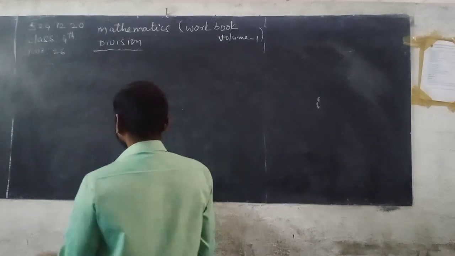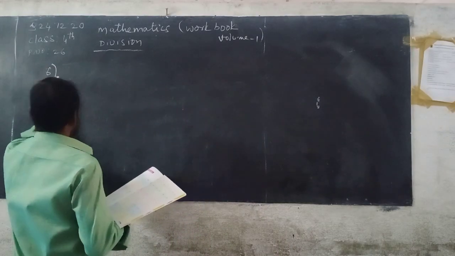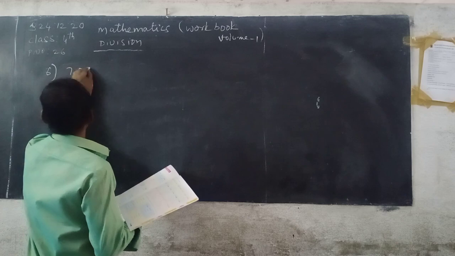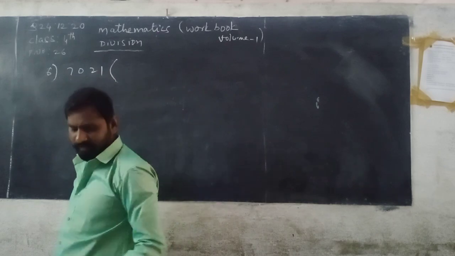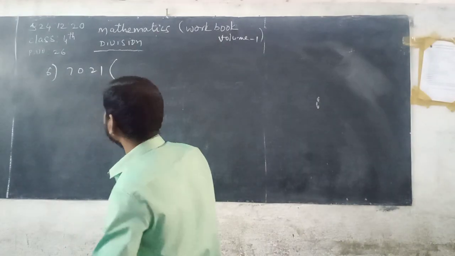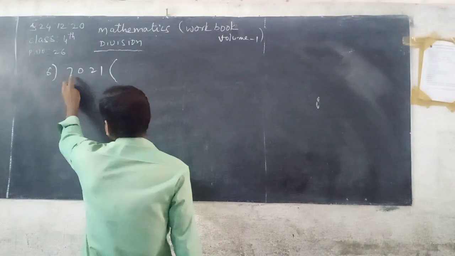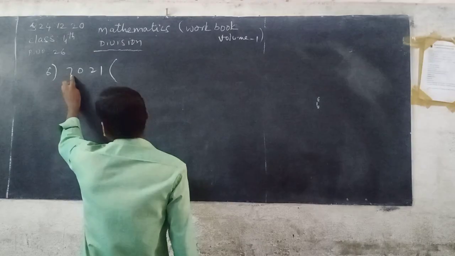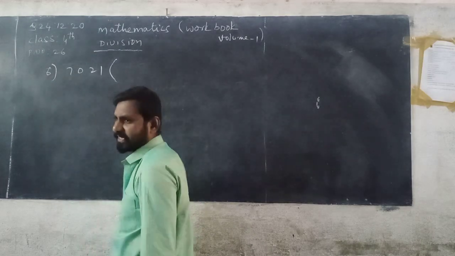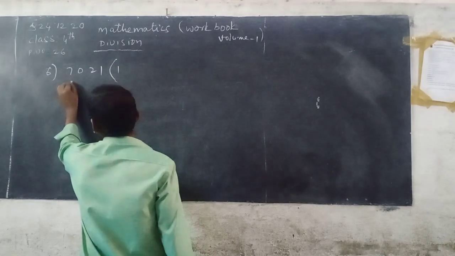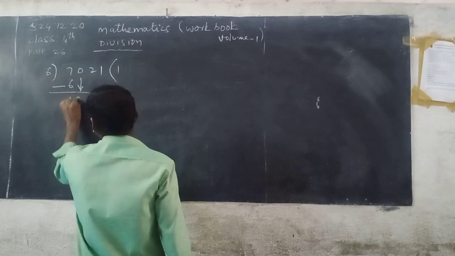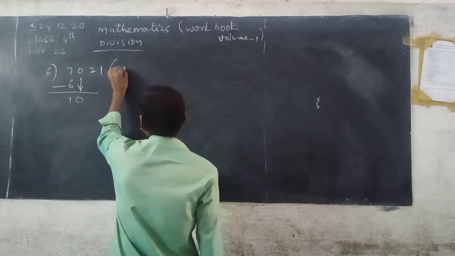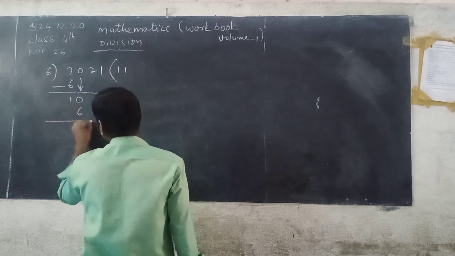Now next, 7021. So 7021 is taken as the dividend, and 6 is taken as the divisor. I have to take only one digit from left to right in the dividend because 7 is bigger than 6. 6 ones are 6. 7 minus 6 is 1. Bring down 0 to the remainder. Again 6 ones are 6. Write 6 below 0.